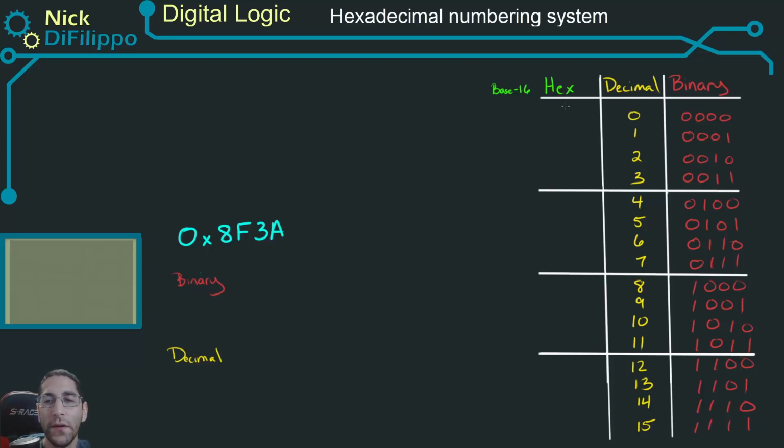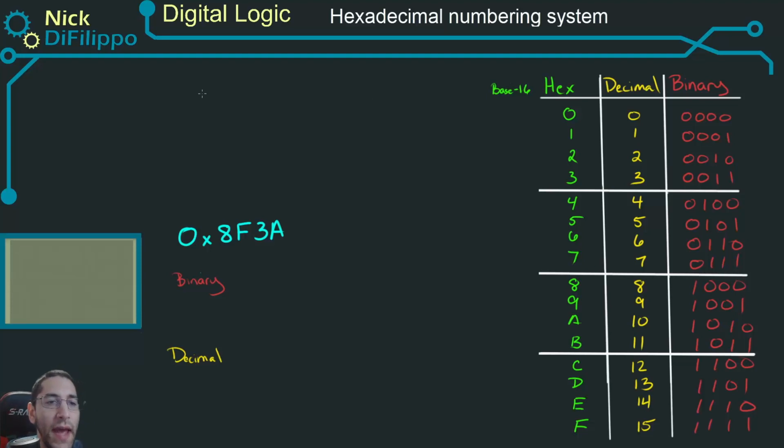Now, from 0 to 9, hex and decimal are exactly the same. So a hex 3 is a decimal 3, a hex 4 is a decimal 4, a hex 7 is a decimal 7, a hex 9 is a decimal 9. Where it changes is when you have these two digits right here. Decimal 10 becomes an A in hex, 11 becomes a B, 12 becomes a C, 13 becomes D, 14 becomes E, and 15 becomes F.